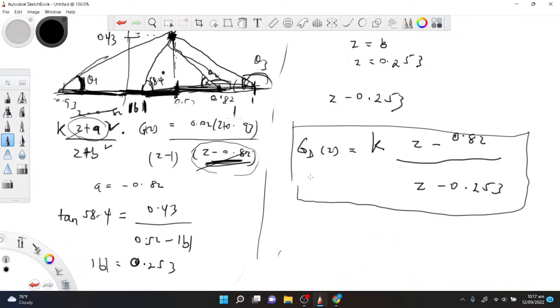All right. So this is it. This is the transfer function that we'll get now. All right, so that's it.